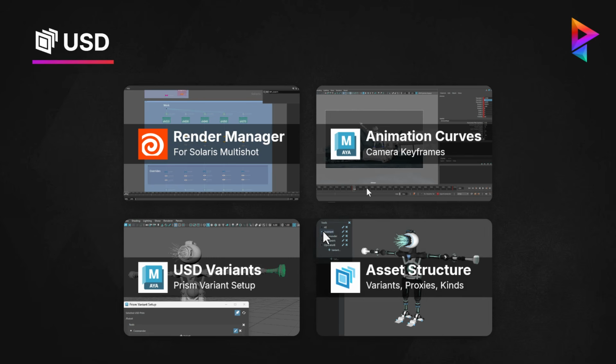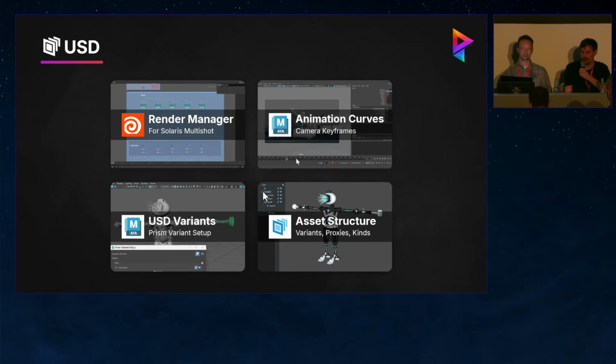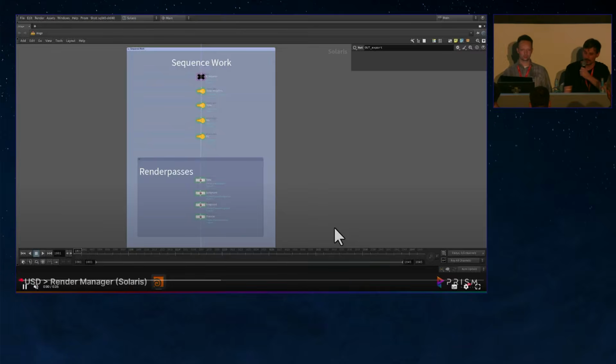All right, so now we come to what happened in USD during the year. So for USD, we added tools for Houdini, Solaris, and Maya, and looked also more into advanced asset structures. First, we will look at the render manager in Houdini Solaris.